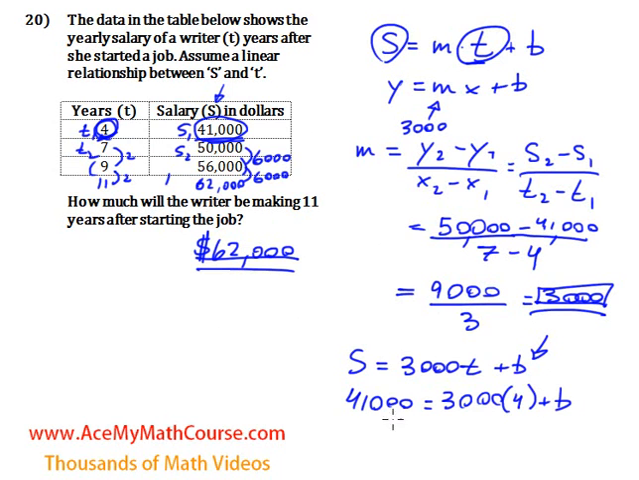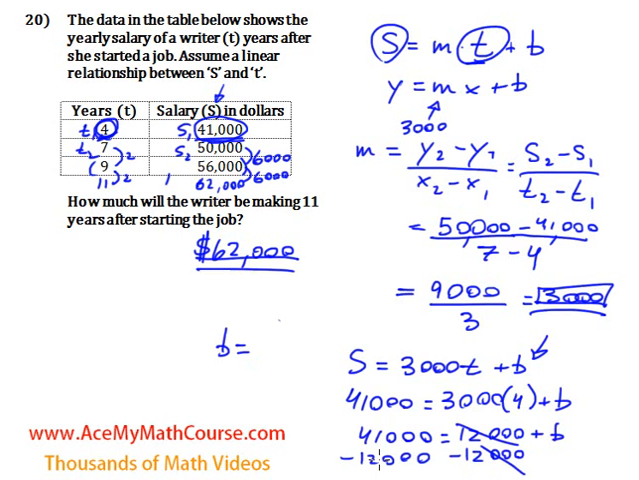So 41,000 is equal to 3,000 times 4, which is 12,000, plus b. Then we can subtract 12,000 from both sides of the equation. Those cancel out. And b will be equal to 41,000 minus 12,000, which is $29,000. Okay, so we have the equation now. S is equal to 3,000 T plus 29,000.